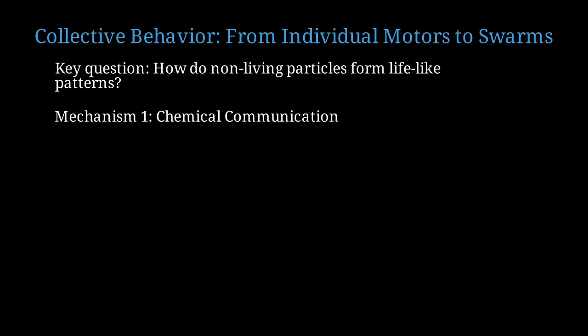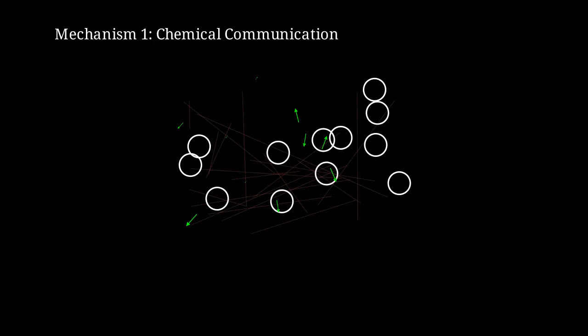Each motor modifies its local chemical environment by consuming fuel and producing waste. Neighboring motors sense and respond to these chemical gradients. Imagine many motors swimming in solution. Red lines represent chemical gradients connecting them. Each motor responds to the gradients created by others, leading to coupling of their motions.